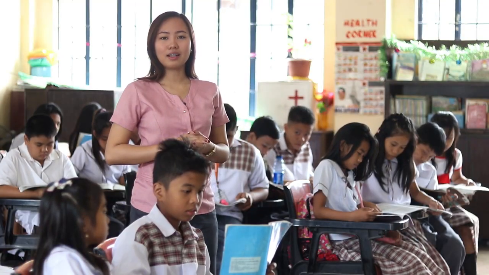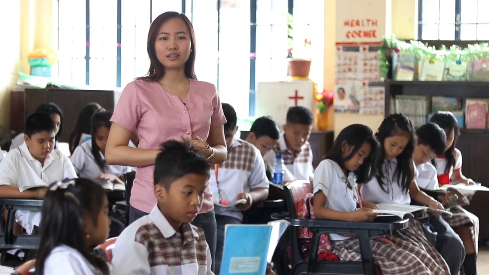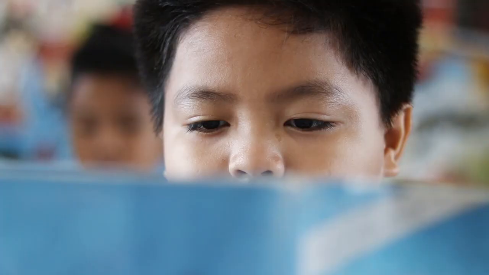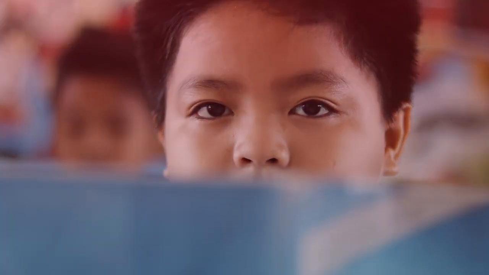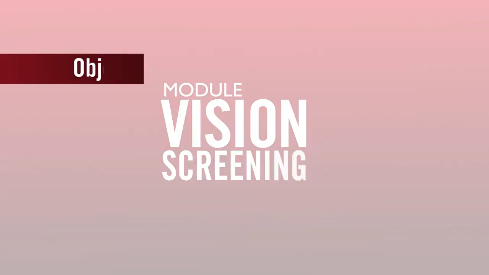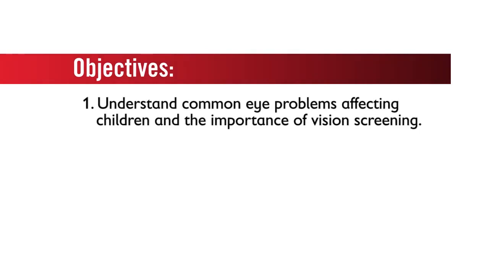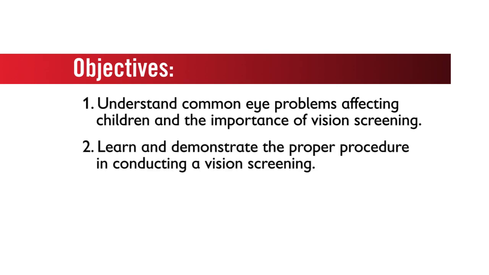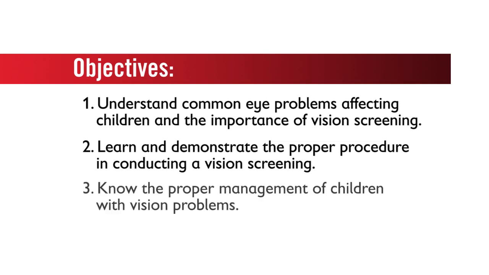All parents, even us teachers, want to see children reach their full academic potential. But we might overlook one important learning tool, a child's vision. This video will help you understand common eye problems affecting school-aged children as well as the importance of conducting vision screening. The demonstration will guide you on the proper procedure in conducting vision screening and management of children with vision problems. The objective here is really to catch the children at an early age if they have refractive errors.